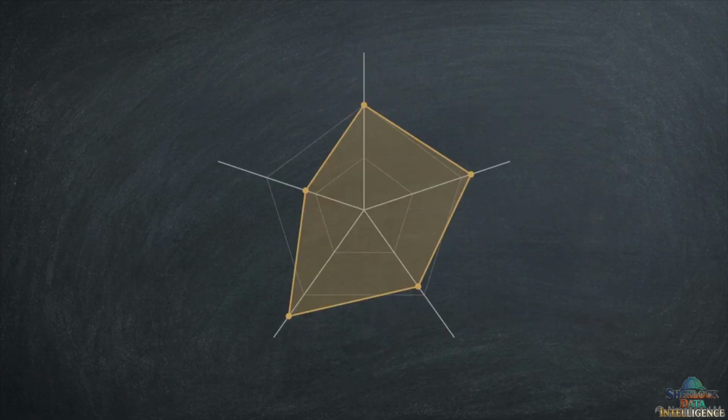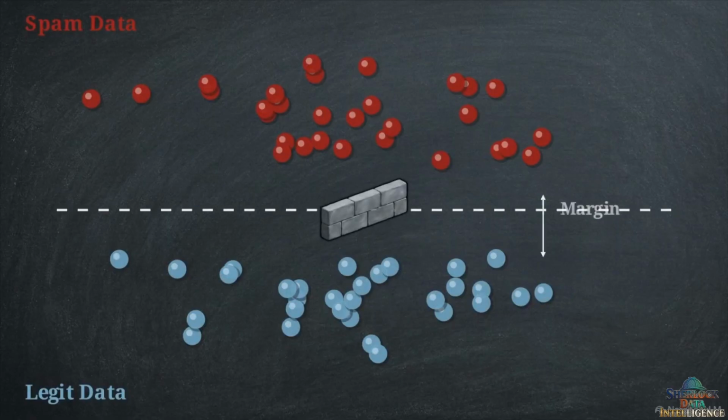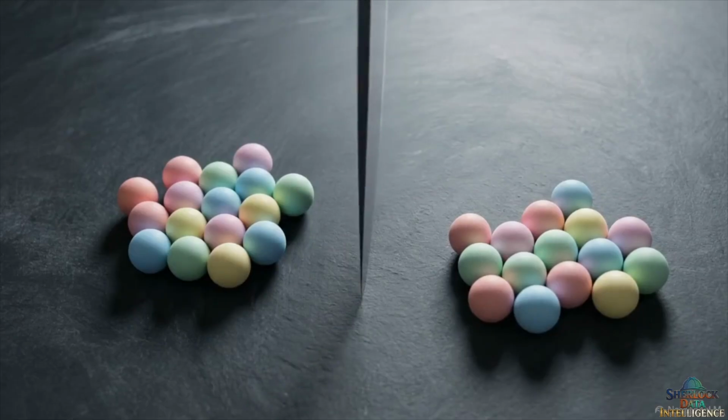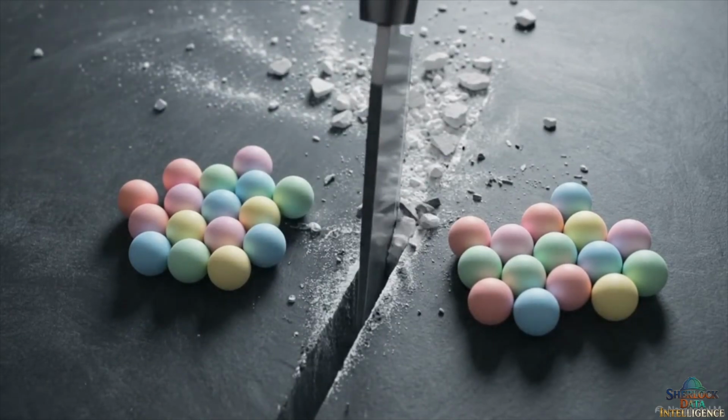But what if we moved away from probability entirely? What if we tried to just draw a physical line in the sand to separate our data points? Next time, we'll explore support vector machines and see how a sharp line carving through a landscape can create the perfect separator.